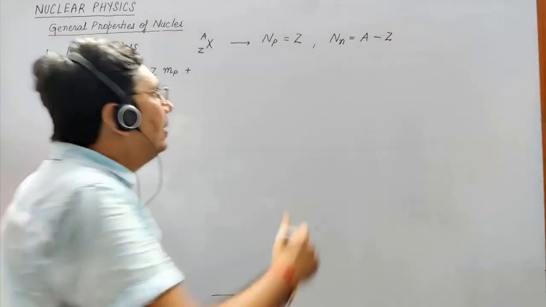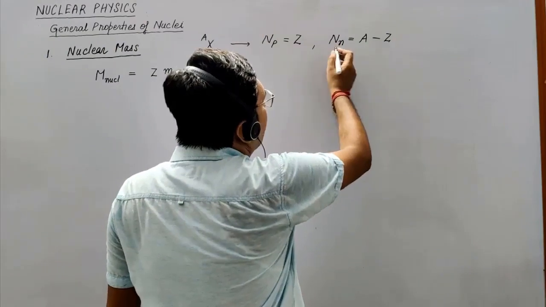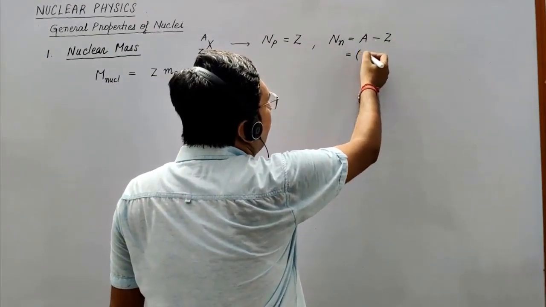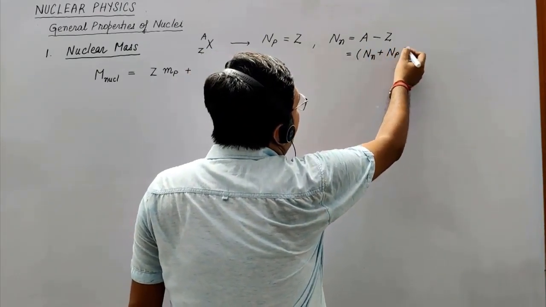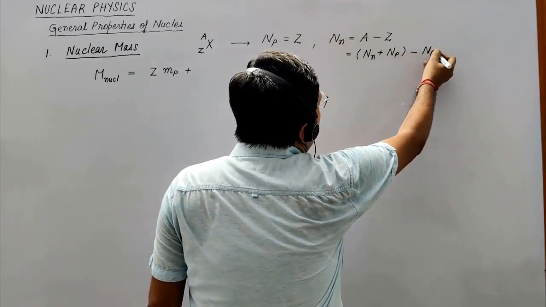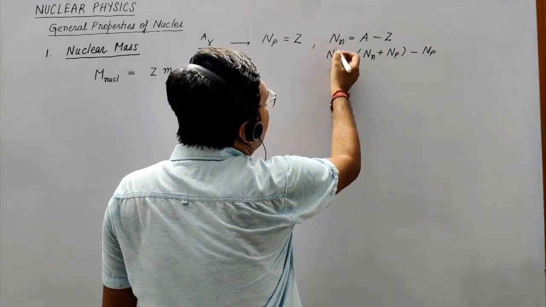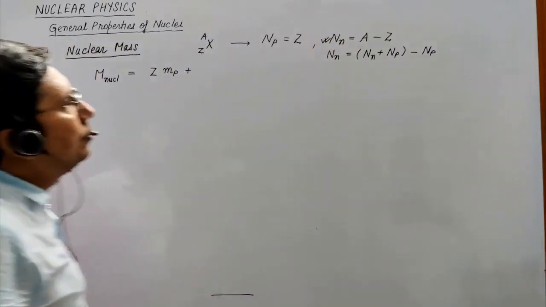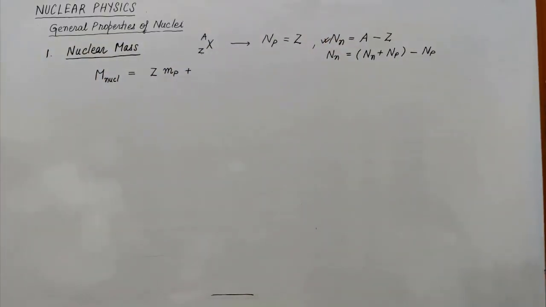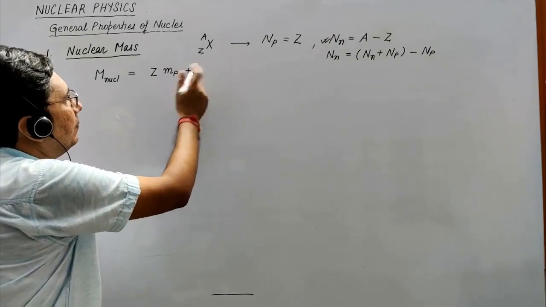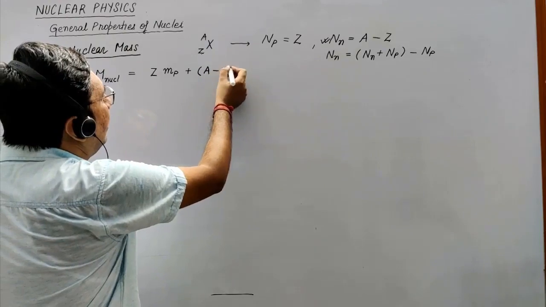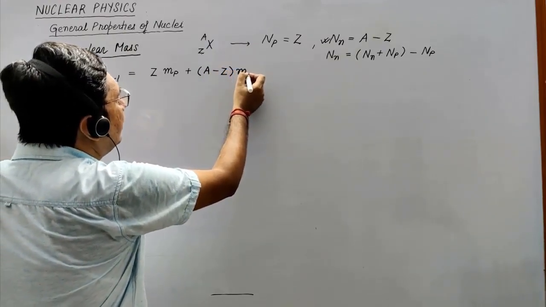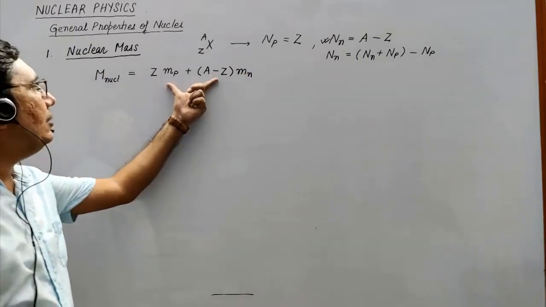Why is this A minus Z? Because this A number is equal to Nn plus Np, so A minus Np will be equal to Nn. So from here we can write down that the number of neutrons in a nuclei is equal to A minus Z. So here, the mass of the nuclei will be Z times the mass of the proton, plus A minus Z times the mass of the neutron.